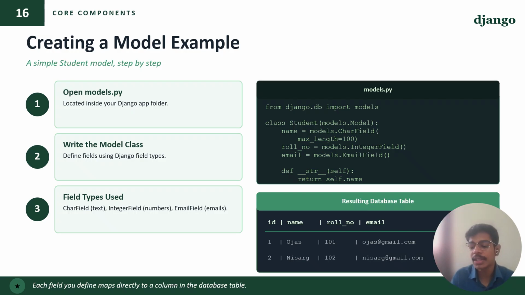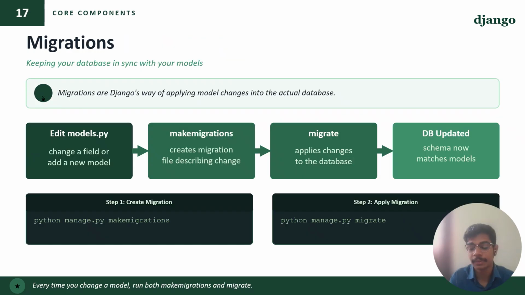Now let's learn how Django updates the database. Whenever we create or modify a model, we must update the database. Django does this using migrations. Migrations are Django's way of applying model changes to the actual database. The process is very simple. A simple rule to remember is: whenever we change a model, always run makemigrations followed by migrate.